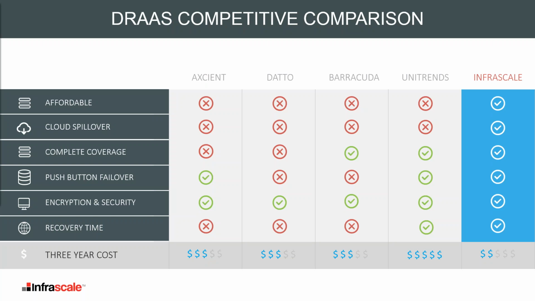And then another comparison is on everything that we looked at today, right? Is it affordable? Does it offer cloud spillover? Do you have complete coverage? So is it designed end-to-end like we looked at? Do you have push-button failover? What about encryption security? So all of these points that we've been discussing so far today are taken into consideration in this comparison. And here we looked at Axient, Datto, Barracuda, Unitrends, and Infrascale. So as you can see, all the major vendors out there just don't stack up the way that Infrascale does.